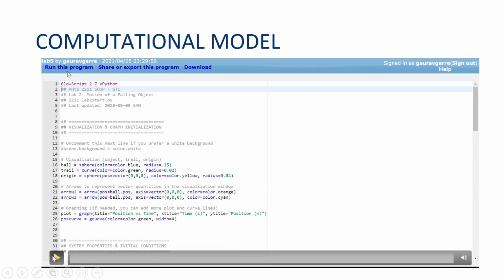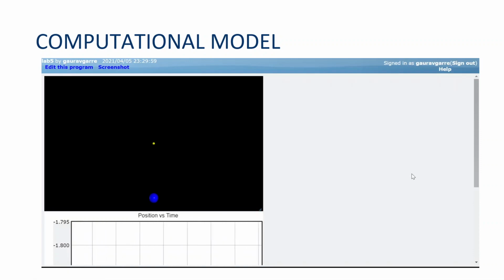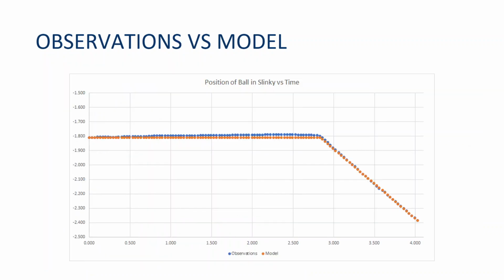Then we have our computational model, and as you can see, it does closely resemble our video from Tracker. We can take this data created by the computational model and use it to compare to our observations. As you can see, the two graphs align pretty close to each other, the orange being the model and the blue being the observations. Although you can see a slight discrepancy, this can be due to two reasons.